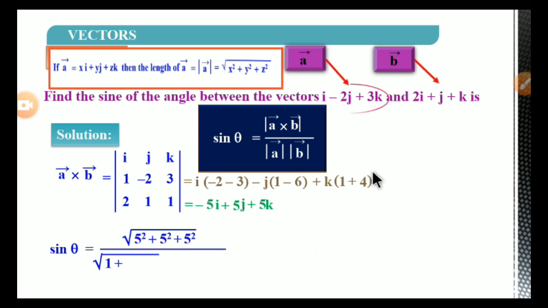that will be 1 plus 4 plus 9, because 1 square is 1, minus 2 square is 4, and 3 square is 9. So all of them are added here. And again the magnitude of vector B will be equal to the square root of 2 square, which is 4, plus 1 square is 1, plus again 1 square is 1.